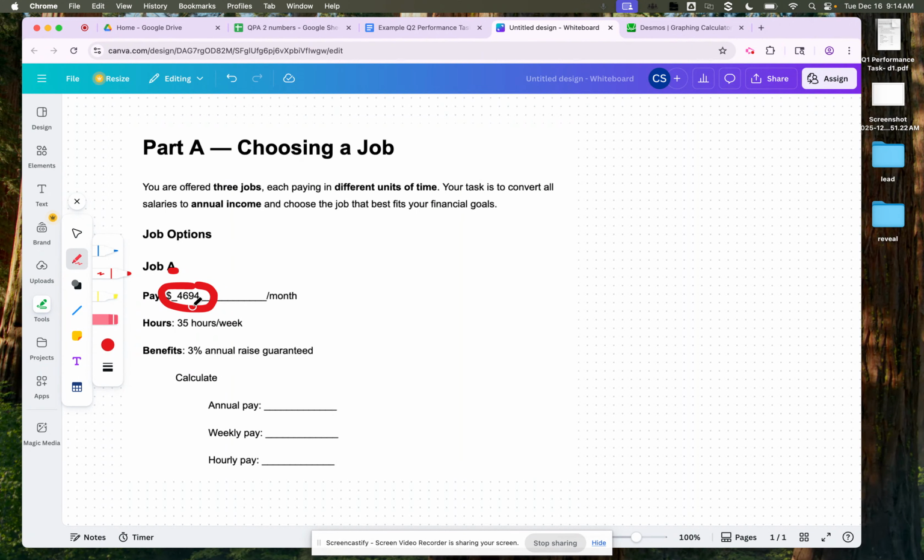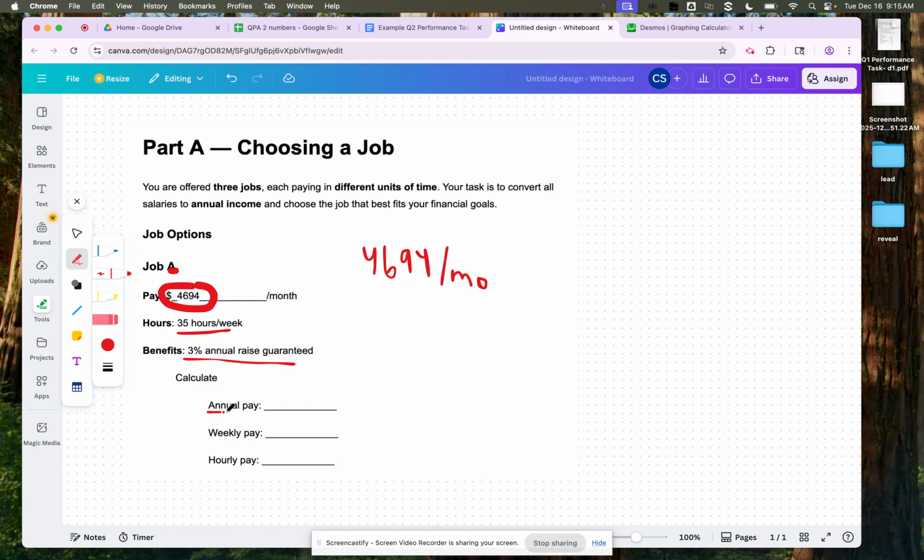Okay, so for me it's $4,694 a month. Yours is going to be different, so make sure you're not just copying what I'm doing. Make sure that you are figuring out how to transfer your own information. So $4,694, and that's per month. All right, and 35 hours a week, and there's also going to be a raise guaranteed.